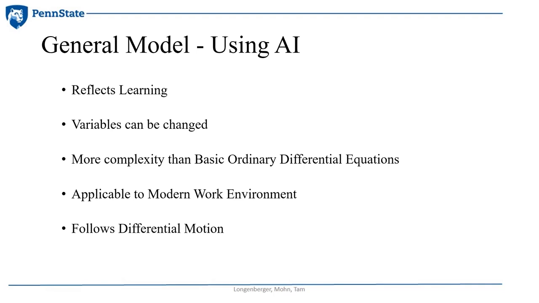Artificial intelligence also results in more complexity than traditional differential equations, as the model must create its own pathways in order to generate a solution. AI is also more applicable to the modern world and is useful in industry. Finally, the AI model also uses differential equations to define its motion.